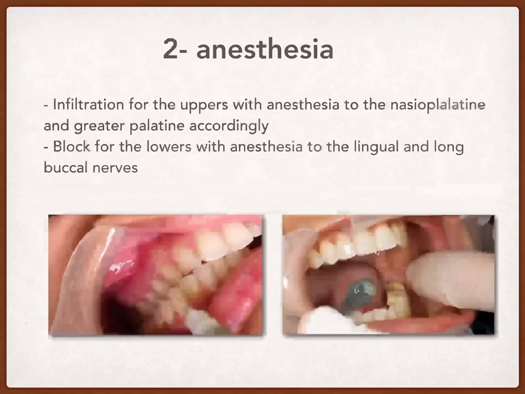The second step is the anesthesia procedure, in which we will infiltrate the upper teeth by inserting the needle in the fornix or the vestibule that is above the tooth. And I want to indicate here that the posterior teeth, specifically the molars, the 7 and 8 teeth, should be infiltrated by palpating the vestibule, the buccal vestibule.